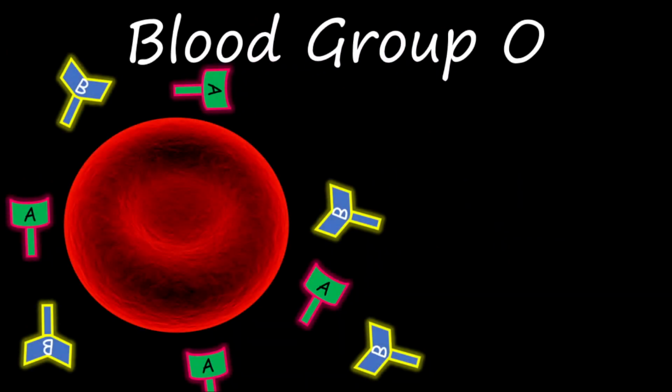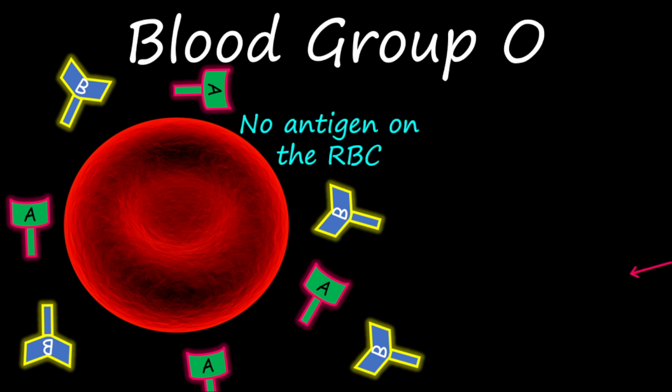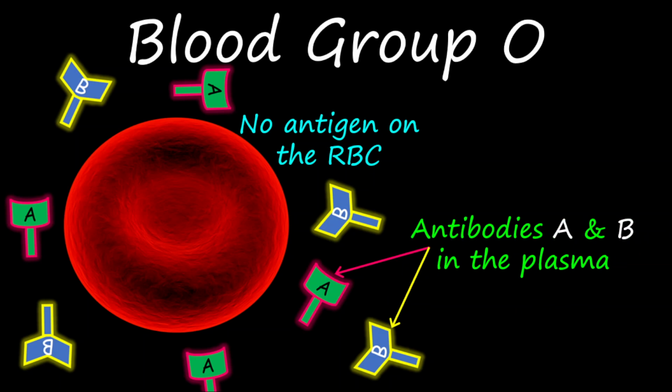Now group O is really special because there's no antigen on the red blood cells. However, in the plasma, we have both antibodies A and B, and it makes perfect sense because if there was any antigen at all, then the antibodies, one or both of them, will be attacking that antigen.